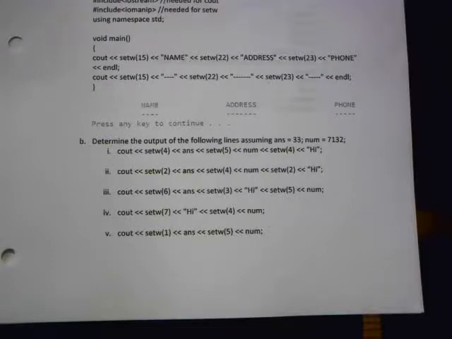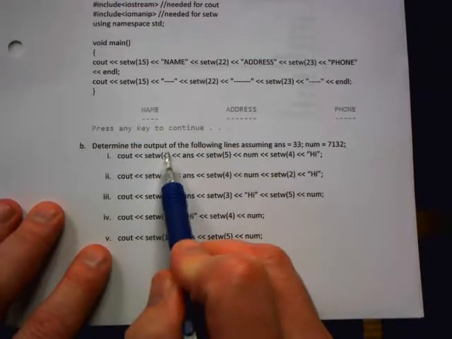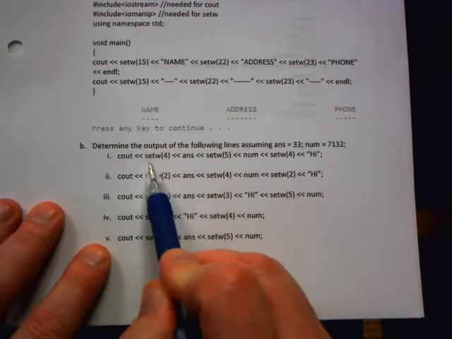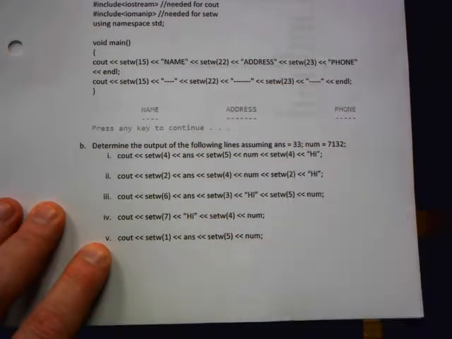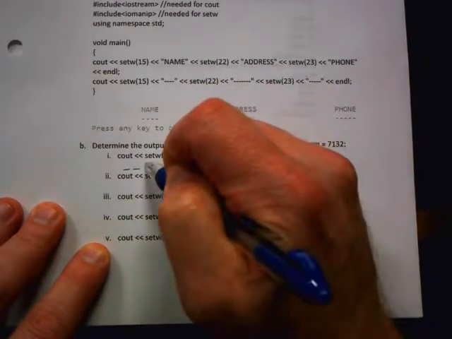When you say ANS, do you mean it's going to print the letters ANS? It's going to print the number 33, isn't it? Yeah. So it's saying save 4 spaces and then print 33. So how many blanks are there going to be? There will be 2 blanks and then the number 33.